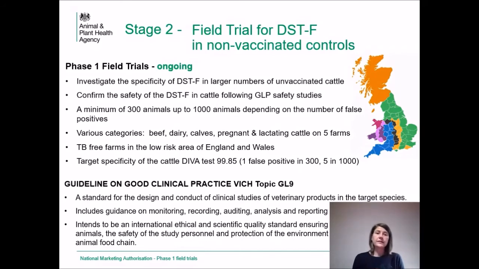The target specificity for the cattle DIVA test is 99.85%. That means we can have 1 false positive in 300 animals. If we have more than 1, we'll have to extend the number of study animals to a maximum of 1,000 and would be allowed 5 false positive animals. Just to mention, the field trials are run according to good clinical practice, a standard for the design and conduct of clinical studies of veterinary products in the target species, to ensure that one is keeping to certain scientific and ethical standards.